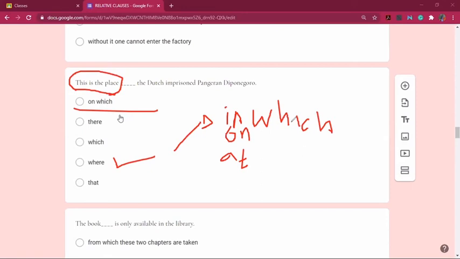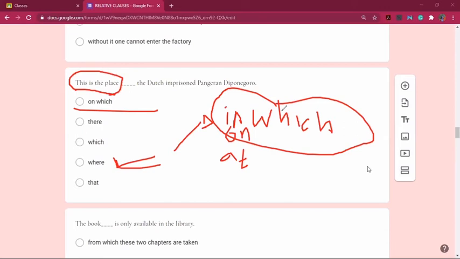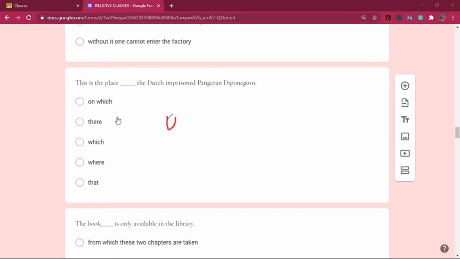In which is okay here, but we don't have any in which. So we have where. The simple one, so we use where, okay? Pardon, miss, can you repeat about the difference between in which and on which? Oh, on is about position, honey.